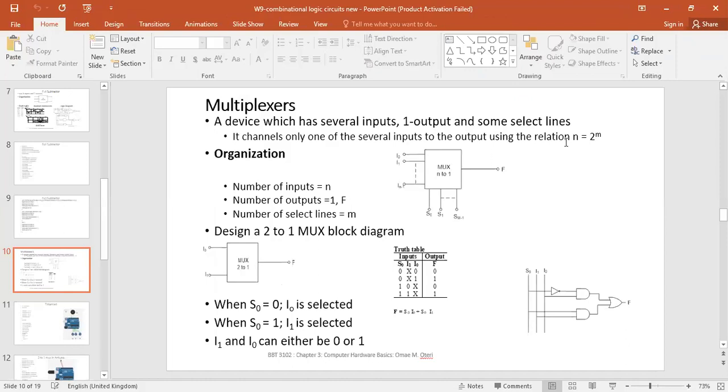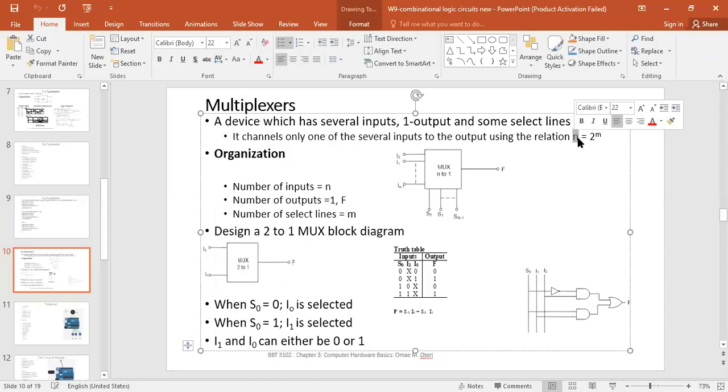The correct one is, please know that we have two inputs, and for you to get the two inputs based on this formula, you need to put a value here at M, because M is our select line. Which value do we put here to get a 2? What value should M be so that we can get 2^M? As in M is 1. It's 1, say 2 to the power 1. 2 to the power 1 is equal to 2.